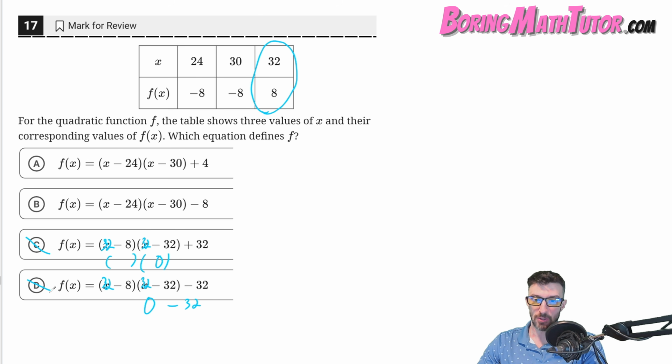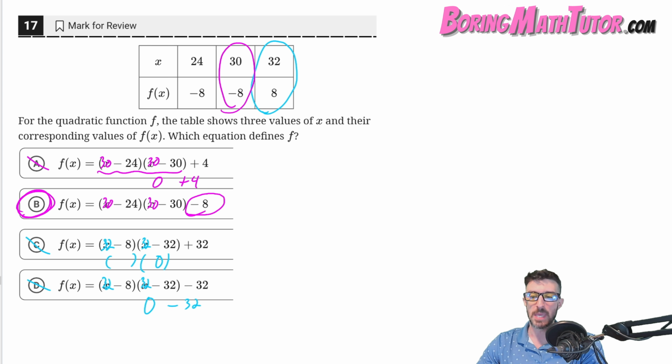So that one's also not correct. Now, if I try the same logic using this point right here, and I plug in 30 for X, then when I do that, this is all going to come out to 0 plus, but it's not supposed to come out to 4. It's supposed to come out to negative 8. So that one's not correct either. And then if you go here and you plug in the 30, what's it coming out to? Negative 8. That's exactly what I wanted it to come out to. So that means that B is the correct answer.